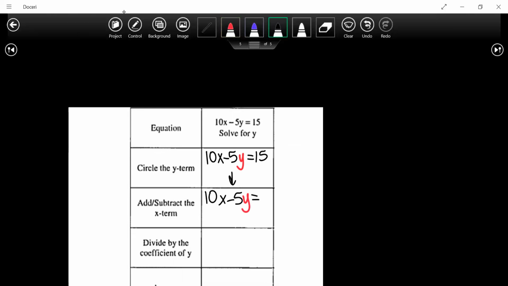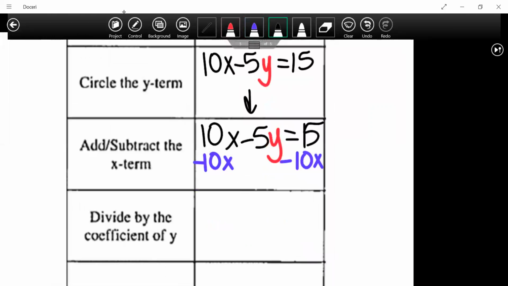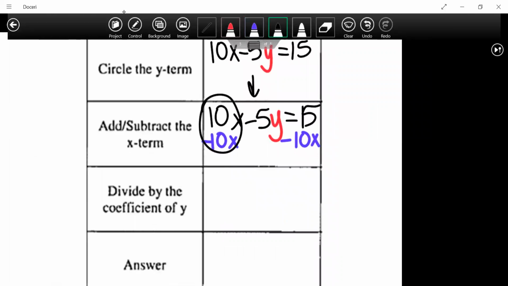Now, what is my x term? 10x, right? So we want to add or subtract it. Subtract it. Positive 10, so I want to subtract out 10x. Our 10x from our left-hand side will be reduced. I'm going to be left with negative 5y is equal to, and I'm going to kind of flip this around. Okay, it's going to be negative 10x plus 15.